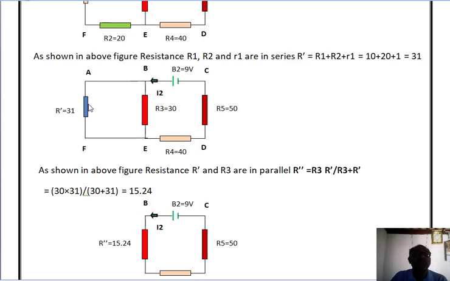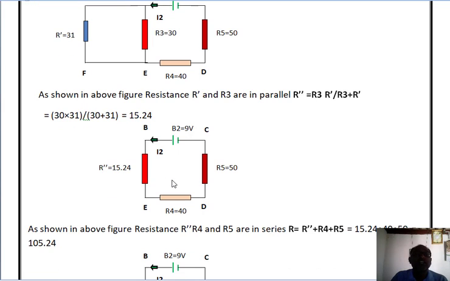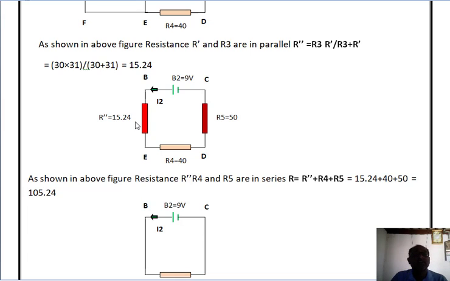That means it is the equivalent value of the resistance of R dash and R3. So R2 double dash is equal to R3 into R dash divided by R3 plus R dash. So 30 into 31 divided by 30 plus 31. That is 15.24. So here our circuit becomes, you can put the value of R double dash is equal to 15.24 ohm. Now you can see this R1 dash, R double dash, R4 and R5, they are in series.